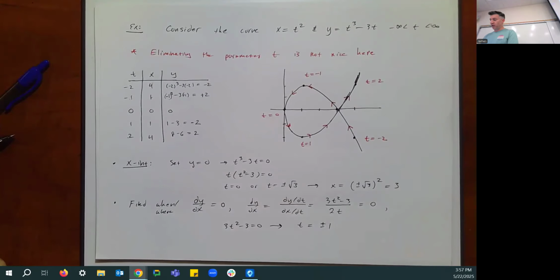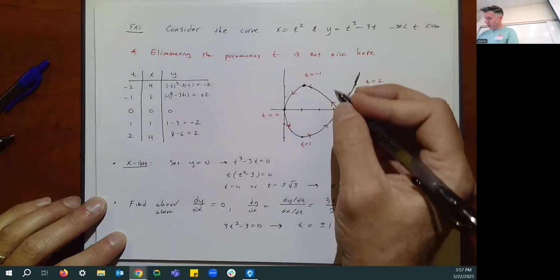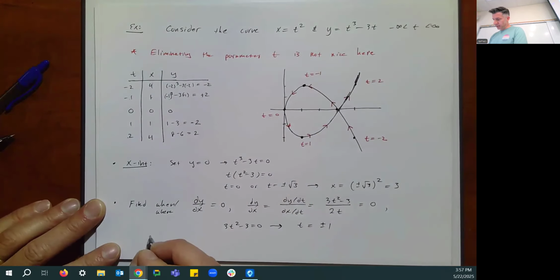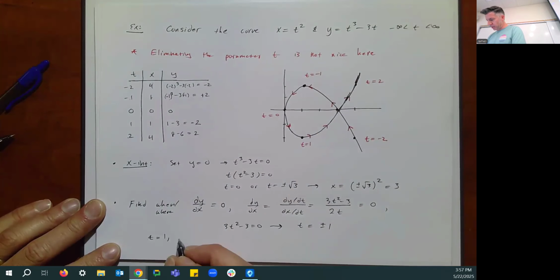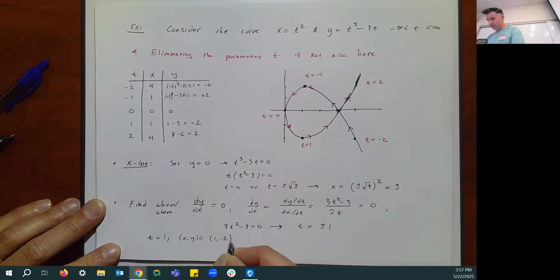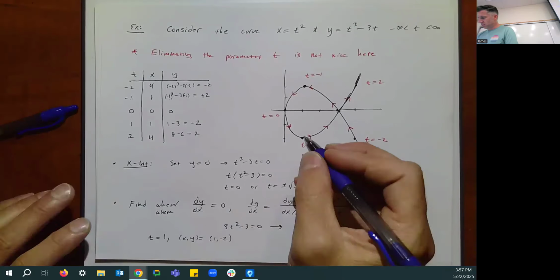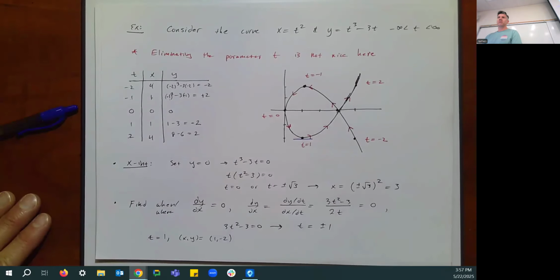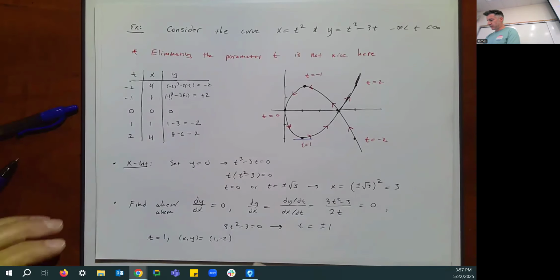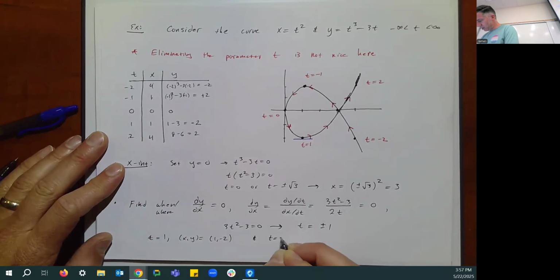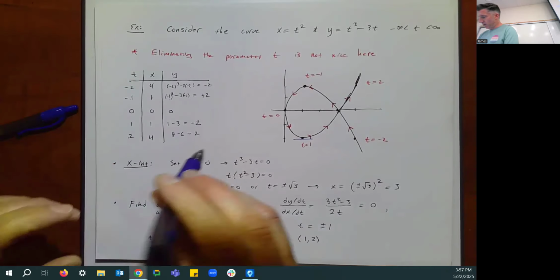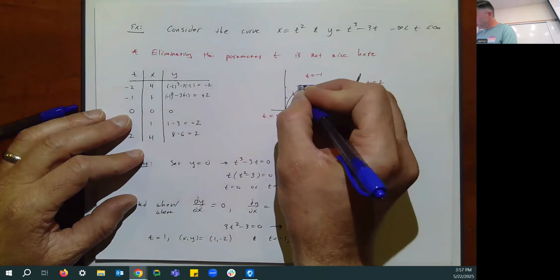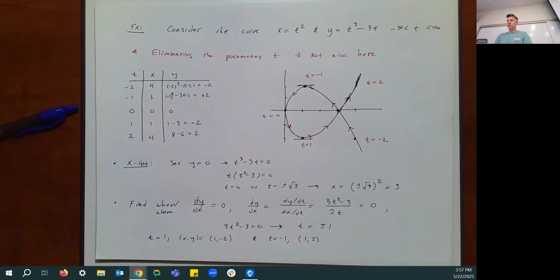Which we know is the point we've already plotted, right? It's right there and right there. So at t equals 1, which is the xy coordinate 1 comma negative 2, I believe we have a horizontal tangent there. It certainly looks like it, right? And similarly, at t equals -1, which is the point 1 comma positive 2, up there we also have a horizontal tangent line. So it seems good.